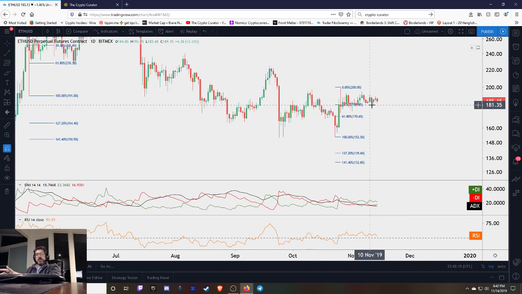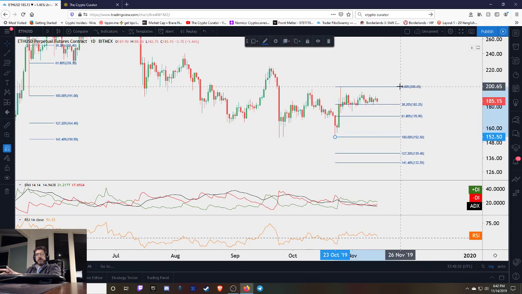Now, if it breaks the 38.2, the 170.65 will come into play. Let's bring this out a little bit so you can see what I'm talking about. See how it's kind of holding here? If it breaks, then you get into this area of very little support, so it should drop pretty much from 182 all the way to 170.